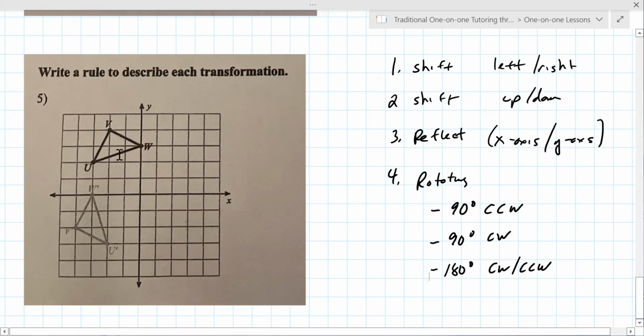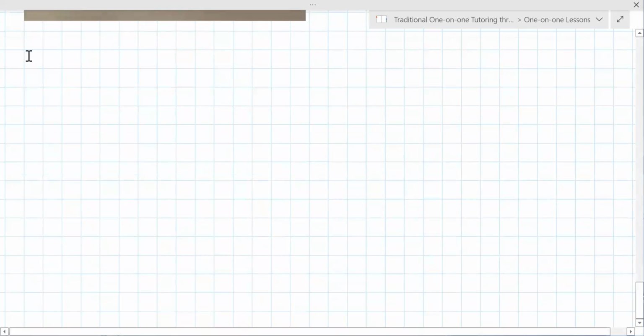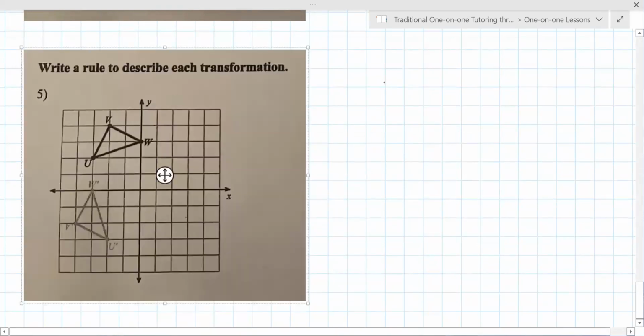Yeah. So to me, this is not a shift left or right or an up and down. It looks like some sort of rotation. And there's not a great way to do this. There's writing the ordered pairs and then determining which one it is based on the rule. So let me just jump down here. Let's write the ordered pairs of the original points. So W, for example, is (0, 3). And then W prime is (-3, 0).